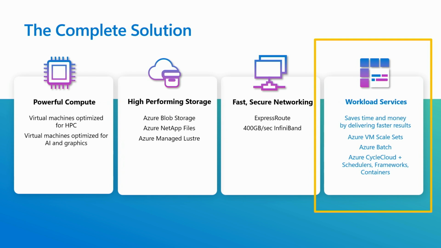On top of this, we've built workload services. These services help users save time and money to deliver faster results. It's all powered by VM scale sets. So a scale set is just one virtual machine, but it's been multiplied so that you can basically run the same workload, run one VM as if you're running 1,000.